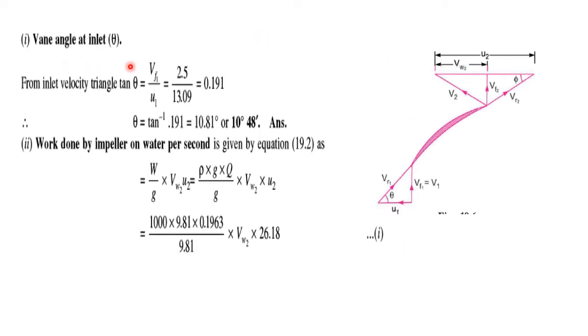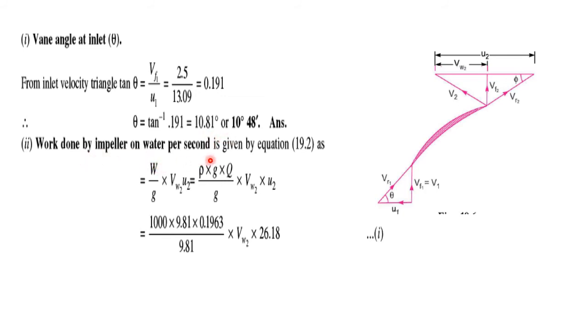Vane angle at inlet can be found from the inlet velocity triangle. So tan theta will be equal to Vf1 upon u1. We know the value of Vf1 and we know the value of u1, so theta can be easily found. That comes theta equals tan inverse 0.191, that is equal to 10.81 degrees.